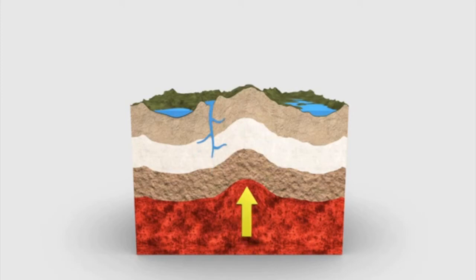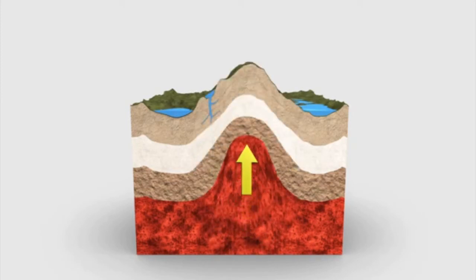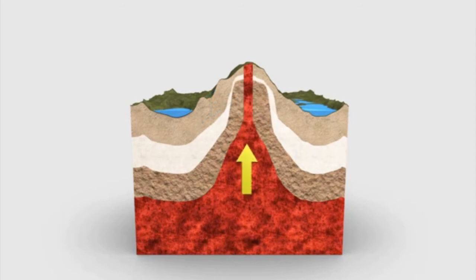The gas bubbles create so much pressure that it helps force the magma out to the surface of the Earth, where it erupts in a show of red hot lava.